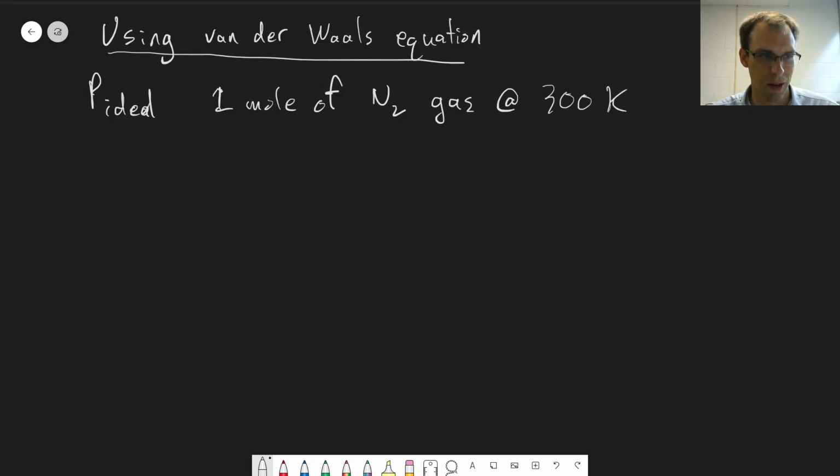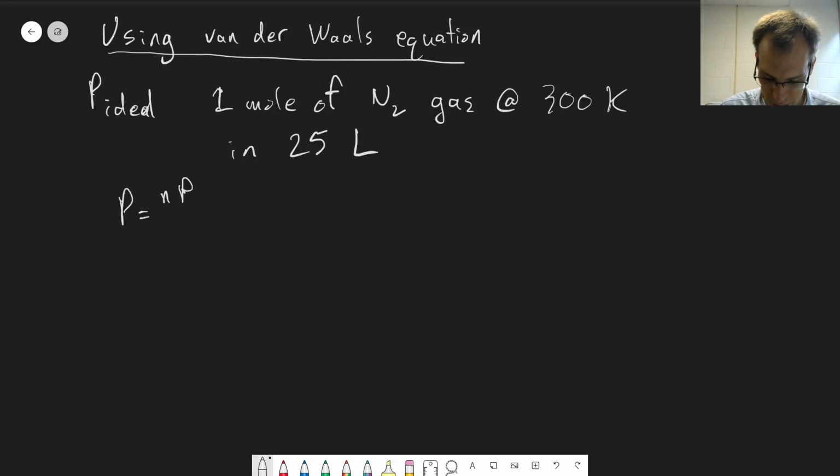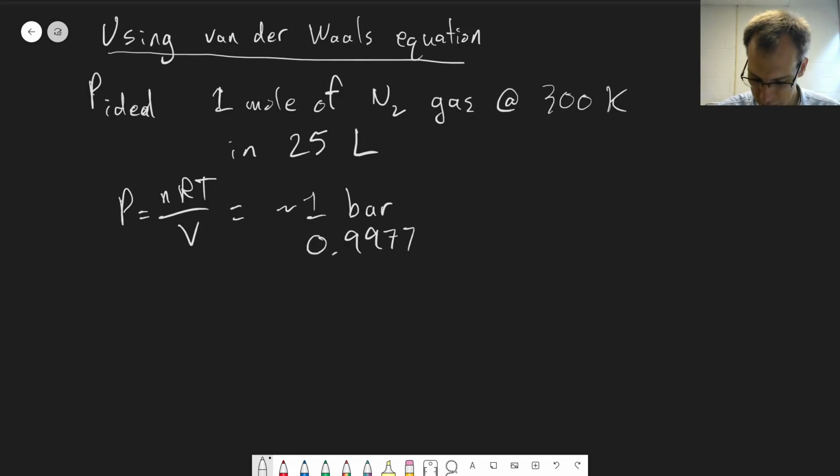All right, and we need a volume of 25 liters. So that's going to give us close to atmospheric pressure. So we can plug into P equals nRT over V, right? Just use the ideal gas law, it equals about 1 bar if we put in all of the constants there. I'm skipping past the calculation here. You can double check my work. It's 0.99774 bar.